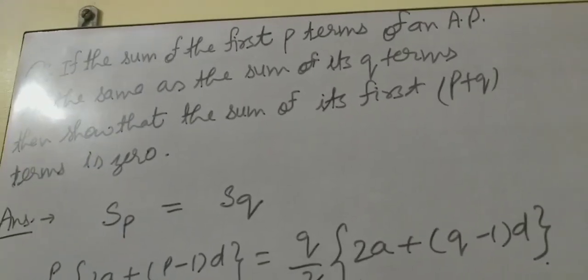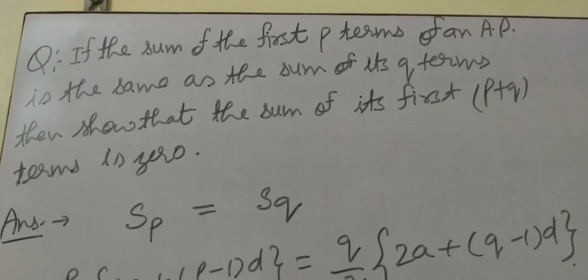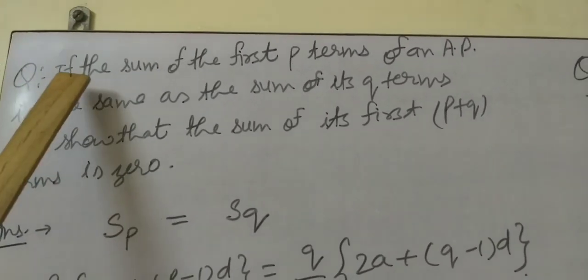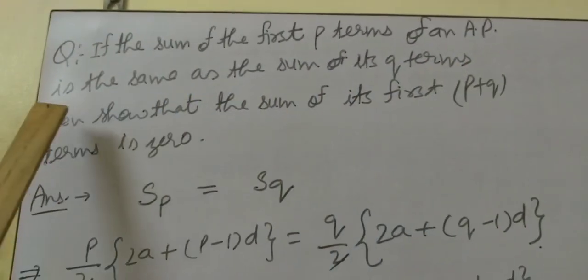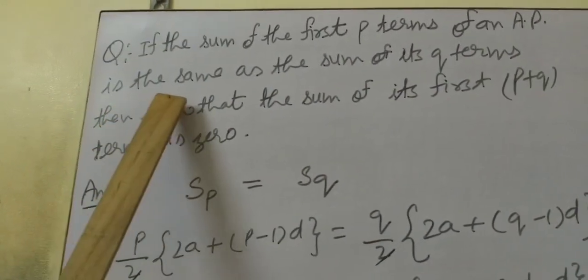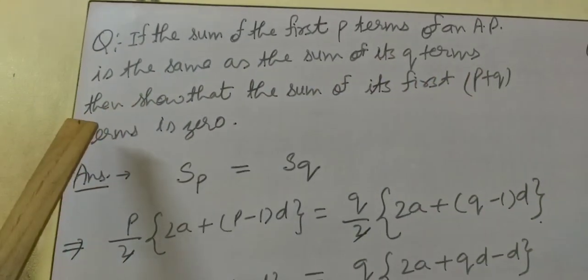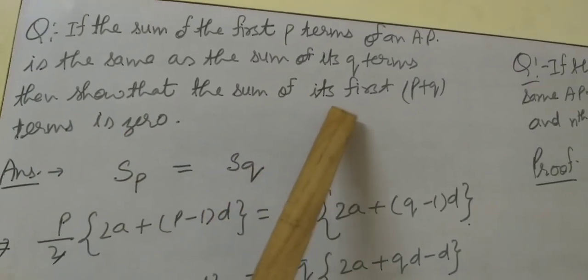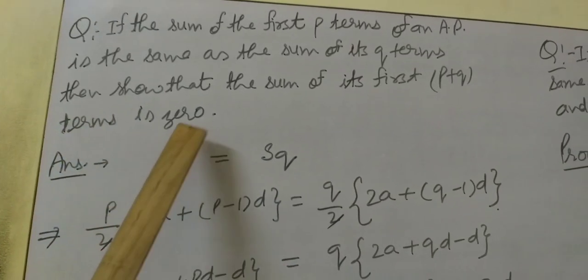Let's solve more questions of the AP which are related to some formula. Question number 1. If the sum of first P terms of an AP is the same as the sum of its Q terms, then show that the sum of its first P plus Q terms is 0.